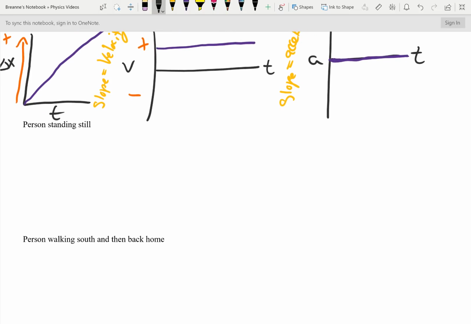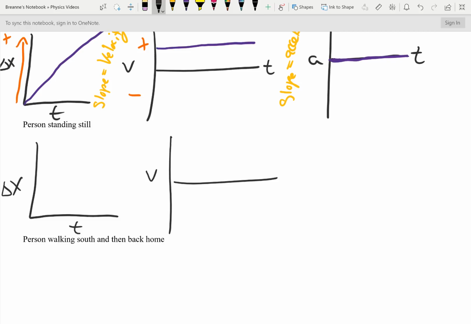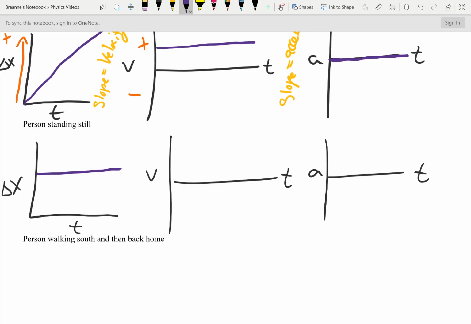For the next one, you have a person standing still. So is your displacement changing? No, because you're not moving. So again, to show something that's not moving, or that's not changing, you just do a horizontal straight line. What that's saying is over time, I have not moved off of my spot.